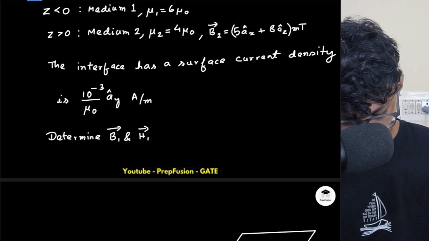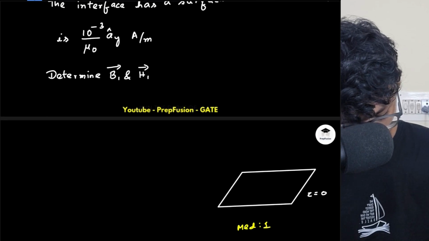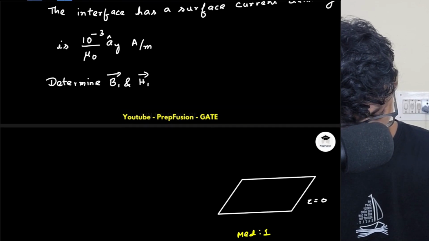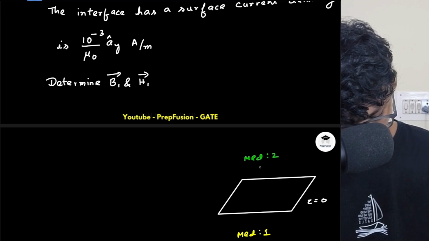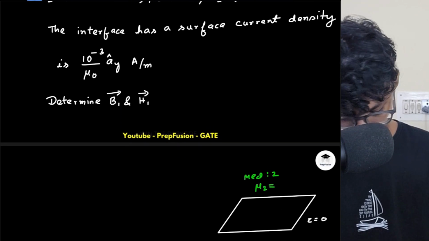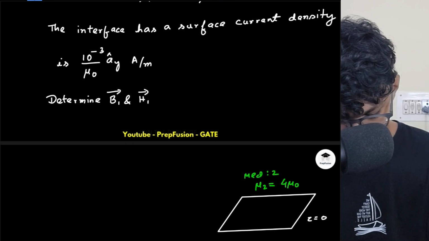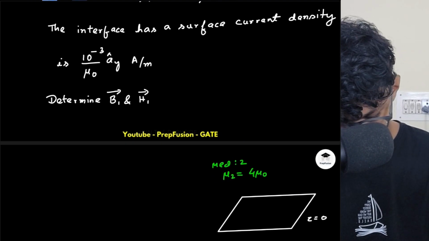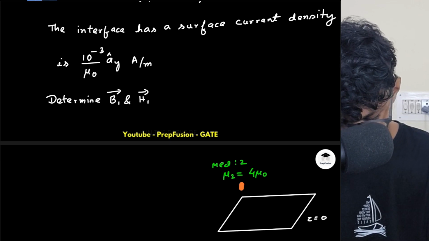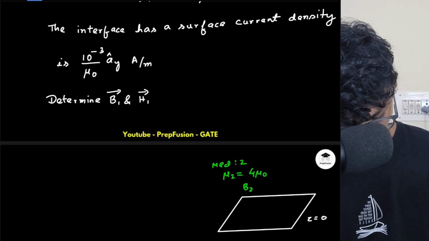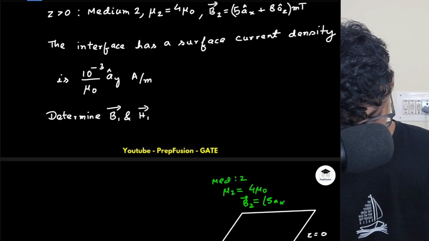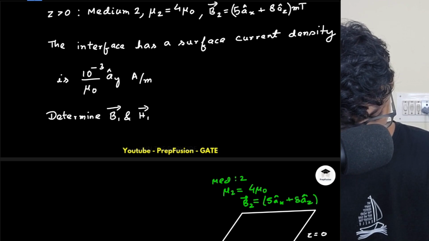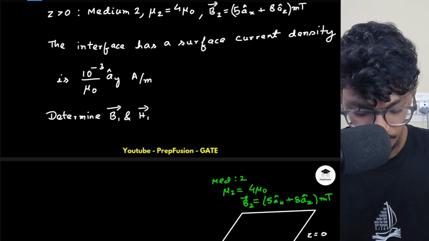and b1 I don't know. Okay, and medium 2, let me use some other color, medium 2 mu2 equals to 4 mu naught, and b2 I know, the magnetic field of medium 2 I know. The magnetic field on medium 2 is simply 5ax plus 8az. Okay, this is in millitesla. Now we will find out b1 and h1.